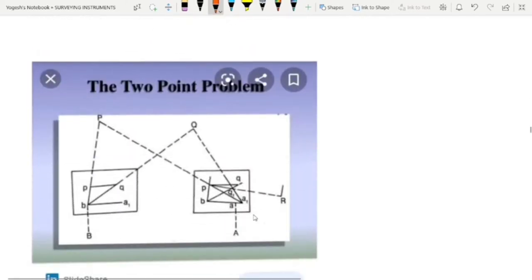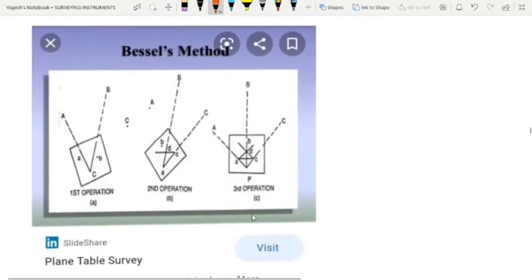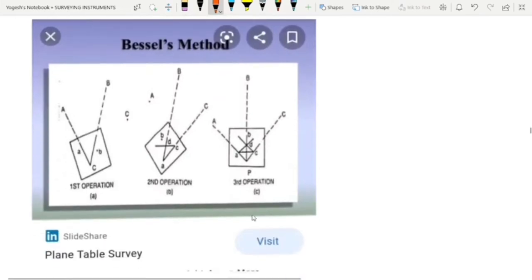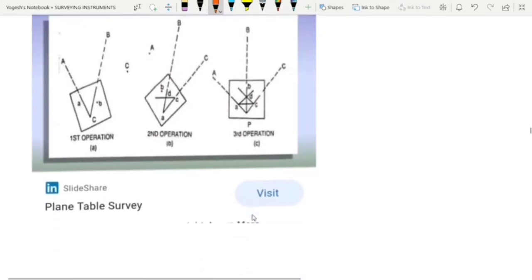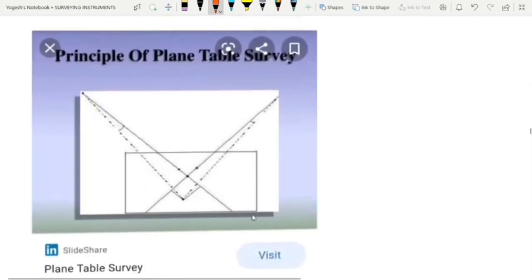The two-point and three-point problem diagrams we had discussed in Bessel's graphical method, in our plane table survey chapter, the principle of plane table survey. Generally, when three lines drawn do not meet at a single point, they form a triangle of error, and that triangle of error is minimized using Bessel's graphical method, using different trial and error methods, the hidden trial method, each and everything is there.